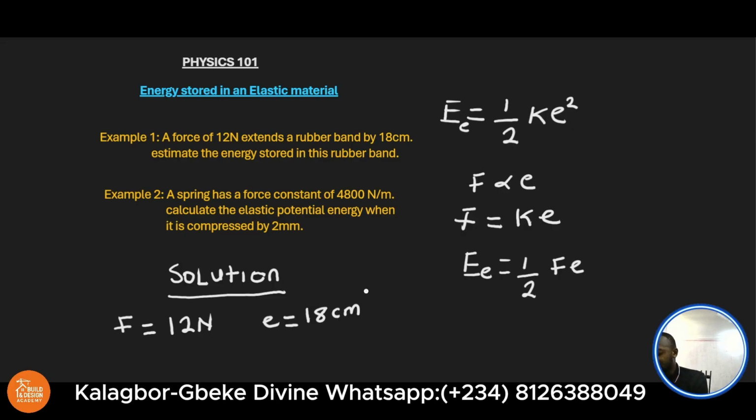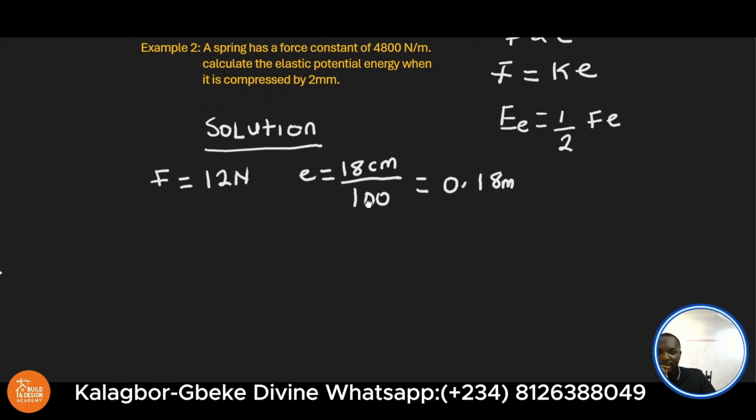And if we are to do that, first of all, we'll convert this centimeter to meter. So it will now be divided by 100, which will now give us 0.18 meters. So after that, we will now bring out this formula. This E is equal to 1 over 2 F e, because we are already given the force and we are given the extension, and so we should find the elastic potential energy.